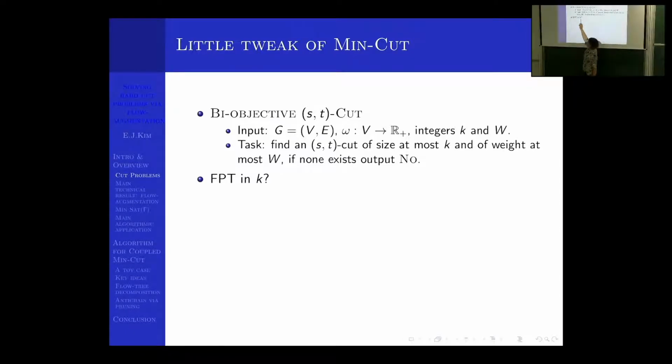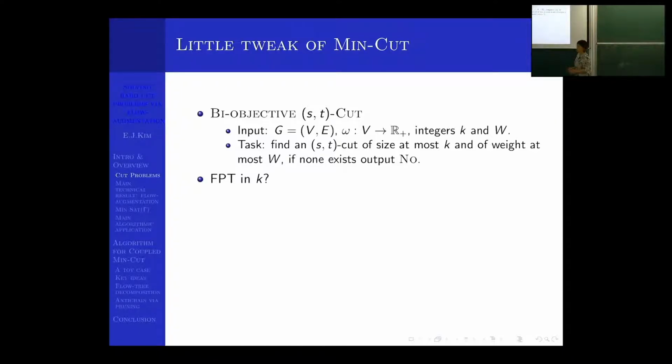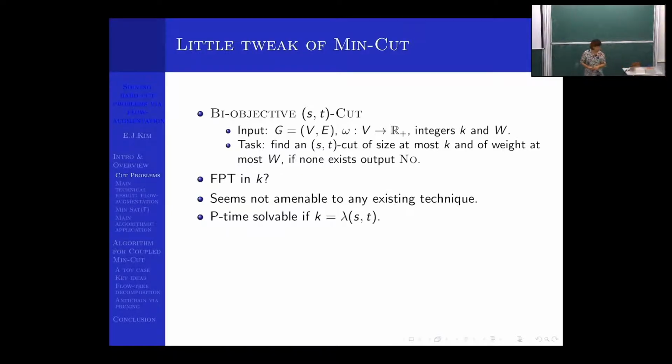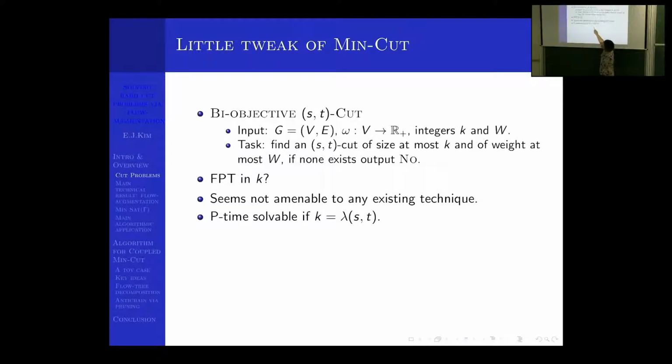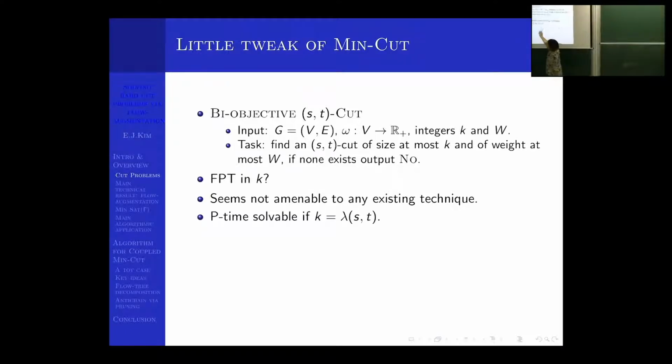It is known that it's FPT when you consider both k plus w. So there's an f of k plus w times n to the c algorithm. But can we obtain an FPT algorithm in terms of k only? This was not known until our work. But it can be easily seen that there is an efficient algorithm if k equals the max flow value, in terms of cardinality, between S and T. In this talk, lambda always represents the min cut size or max flow size, which are the same. So in this particular case, you can solve the problem efficiently.